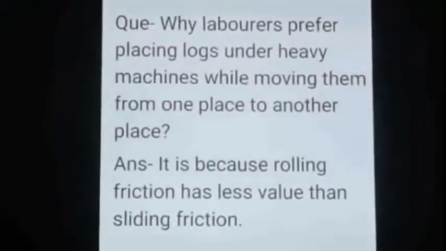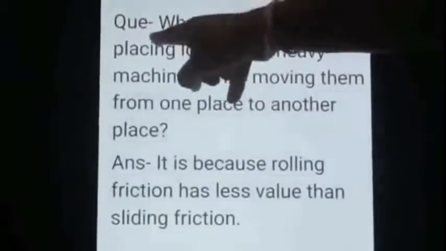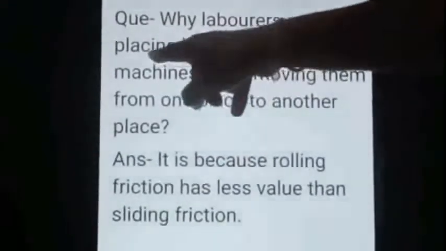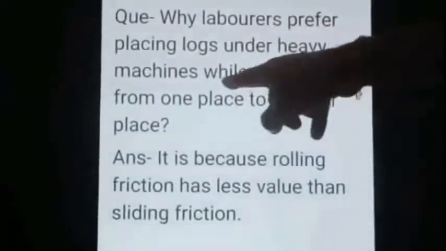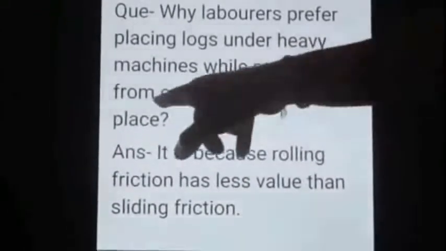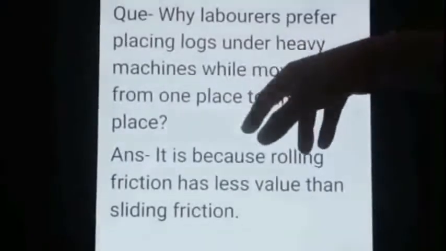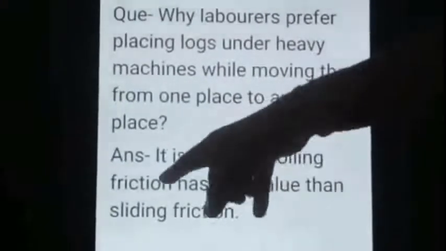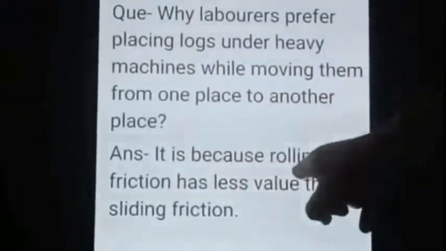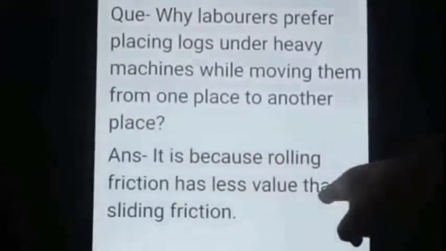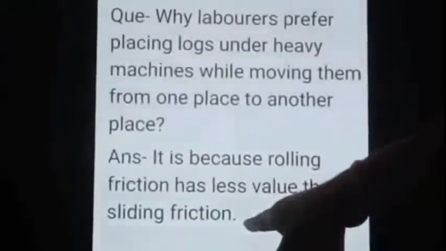Now we discuss another question related to rolling friction. Question: why do laborers prefer placing logs under heavy machines while moving them from one place to another? Answer: by placing logs of wood under the machines, it is because rolling friction has a smaller value than sliding friction.